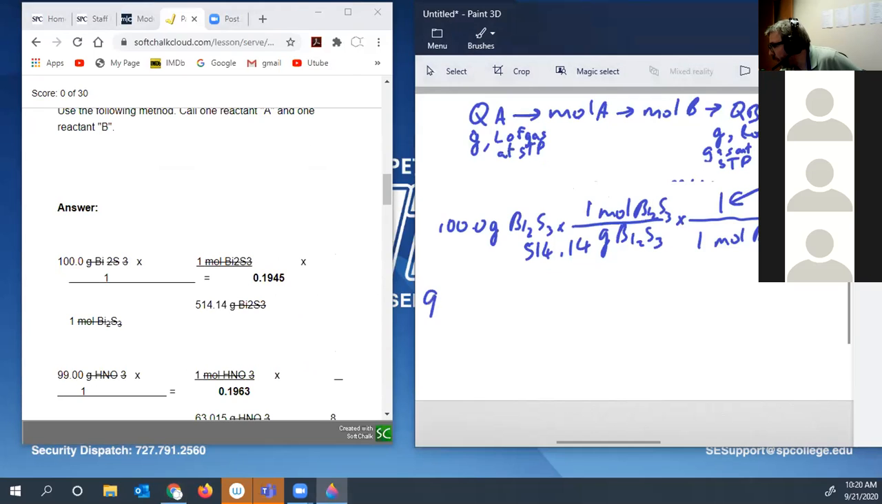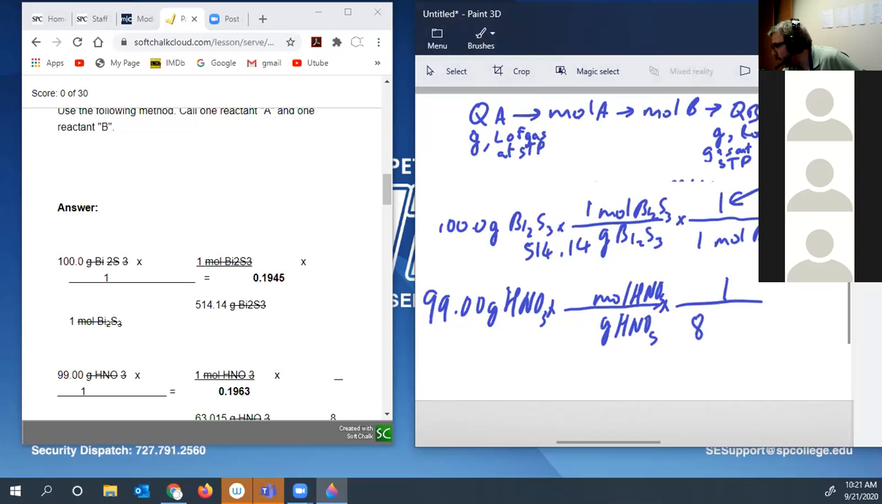And then I've got 99.00 grams of HNO3. I want to do the same thing with that. So moles of HNO3 goes on top, grams of HNO3 goes on the bottom. Then it's 1 over 8 moles of HNO3. Now the 8, of course, comes from the reaction.